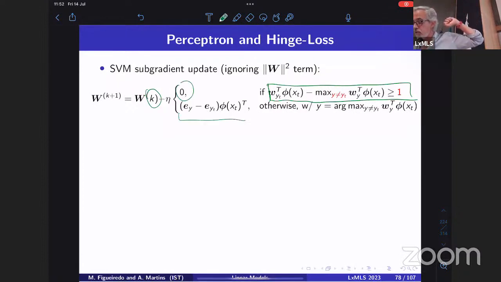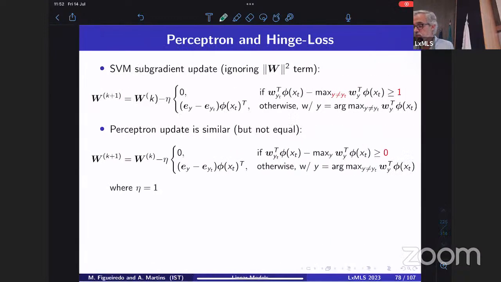Otherwise, I'll just do this, which is exactly, or almost exactly, the same as for the perceptron algorithm. It's just computing the difference between the correct label and the predicted label. You correct by taking the difference between these two feature vectors. Okay, you can look at it in detail. But the thing is, it's very easy to do subgradient descent for the SVM, the support vector machine. And actually, we can write down the perceptron update in a similar way, just with gamma equal to one, and it looks exactly the same. The only difference is that in the perceptron, you just care if the point is well classified or wrongly classified. In the SVM, you insist on having a margin larger than one. It's the only difference, okay?